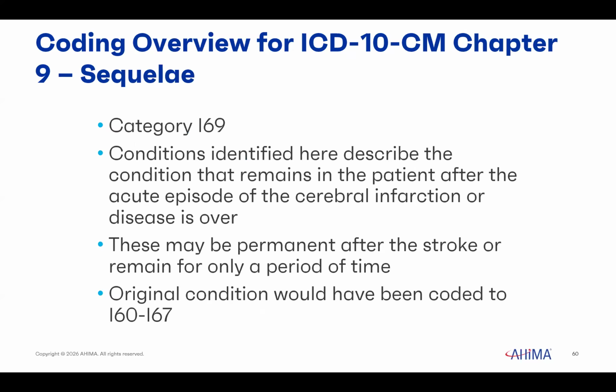With code category I-69, the conditions identified here describe the condition that remains with the patient after the acute episode of the stroke is over. It can be permanent or only remain for a certain period of time. The original condition would be coded to a code from I-60 through I-67, and the sequela or late effects would be from I-69.